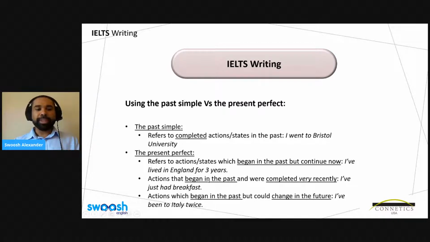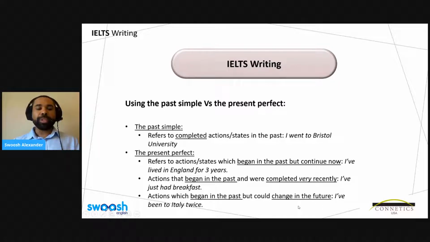Another example of using the present perfect is when we're referring to actions which began in the past and they were completed in the past, but very recently. So, for example, here, I've just had breakfast. This is something which is finished very recently, maybe within the last half an hour, or an even shorter period of time. And when we're referring to something that is finished very recently, we will, on occasion, use the present perfect to refer to that.